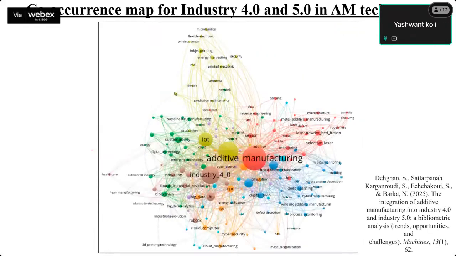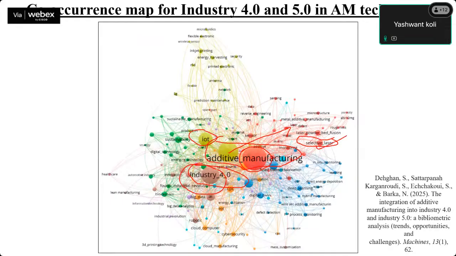So this is the co-occurrence map for Industry 4.0 and 5.0 in additive manufacturing technology. You can see the center nodes here. Industry 4.0 is there. This is additive manufacturing. There is IoT, and there are many other things also there. So center nodes are Industry 4.0 and additive manufacturing that emerge as super nodes. The node width is more; the diameter of the node is thicker for additive manufacturing and Industry 4.0. Other things are just small dots.